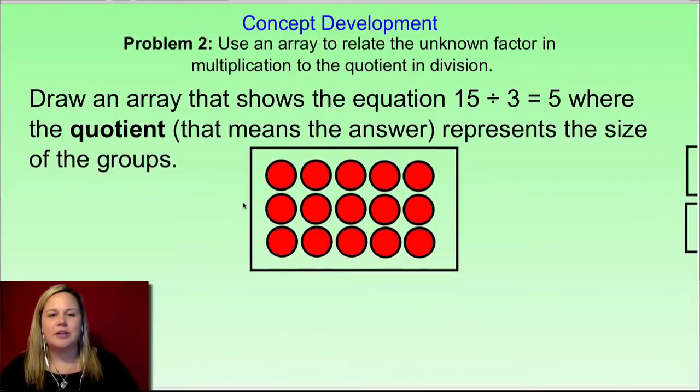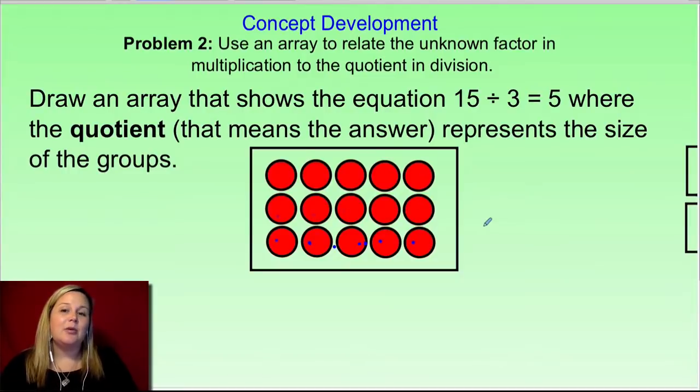Ta-da! There's my array that I drew for this example. Now, let's analyze my array a little bit. So it's 15 total. 1, 2, 3, 4, 5, 6, 7, 8, 9, 10, 11, 12, 13, 14, 15. So 15, there's the total. Still have it in there.